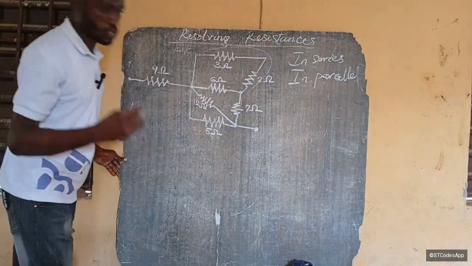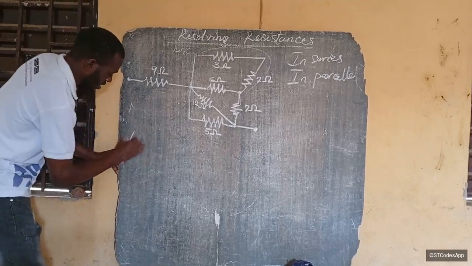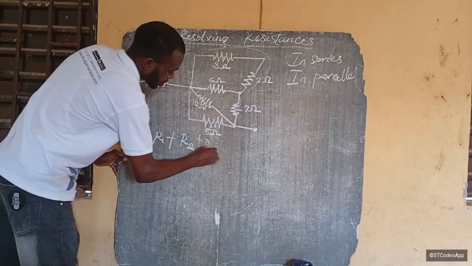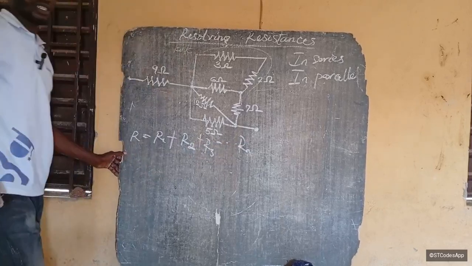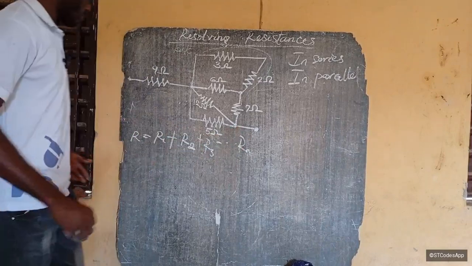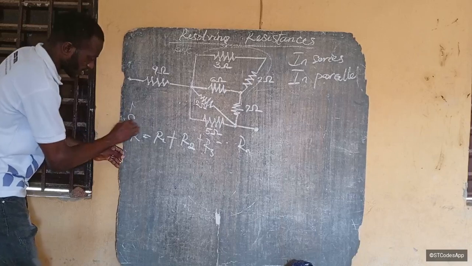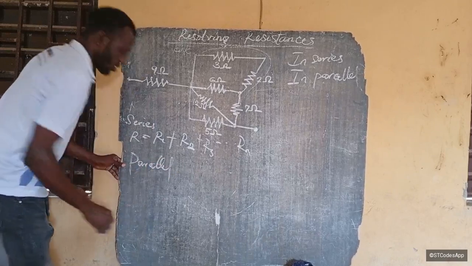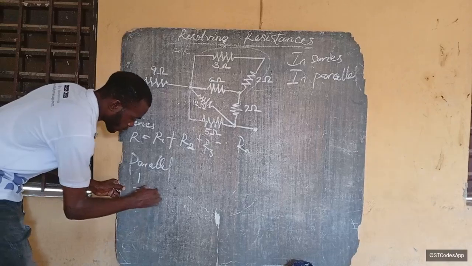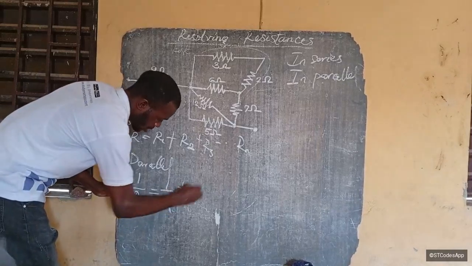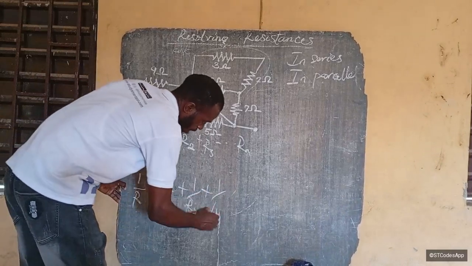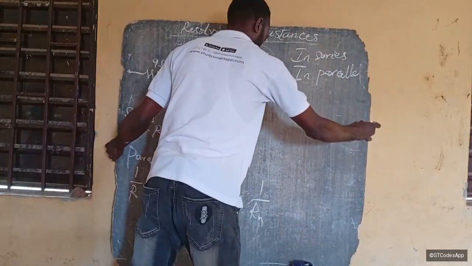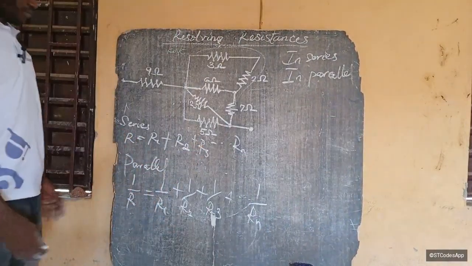Now, how do you resolve in series? Remember that in series, the equivalent resistance is going to be R1 plus R2 plus R3 up to any number of resistance that you're given. This is series. But in parallel, 1 over R will be equal to 1 over R1 plus 1 over R2 plus 1 over R3 plus ... up to any number of resistors you are given.